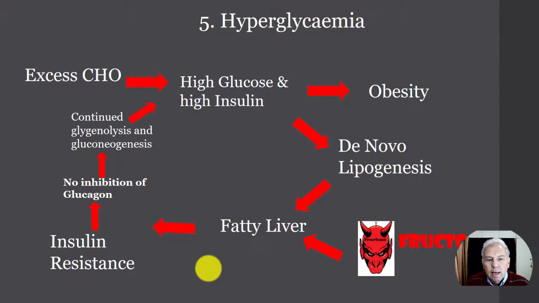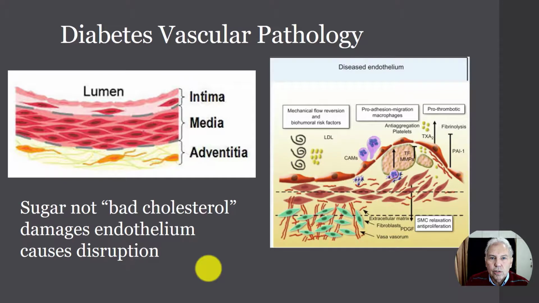Excess sugar, high glucose, high insulin. High insulin leads to obesity. You get de novo lipogenesis, fatty liver, insulin resistance, no inhibition of glucagon, gluconeogenesis and glycogenolysis goes on unabated, and you get hyperglycemia. And then also you get a toxic pancreas, and the insulin can no longer be produced, and that's when you get a diabetic crisis, where you seem to suddenly develop diabetes, although it has taken years to develop.